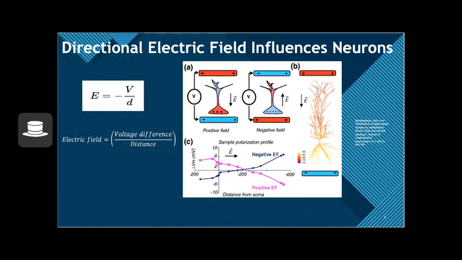When we place a voltage difference in this direction, we influence the neuron's internal voltage and, depending on the direction of the electric field, either increase or decrease its probability of firing or spiking, which is how neurons communicate to other neurons.